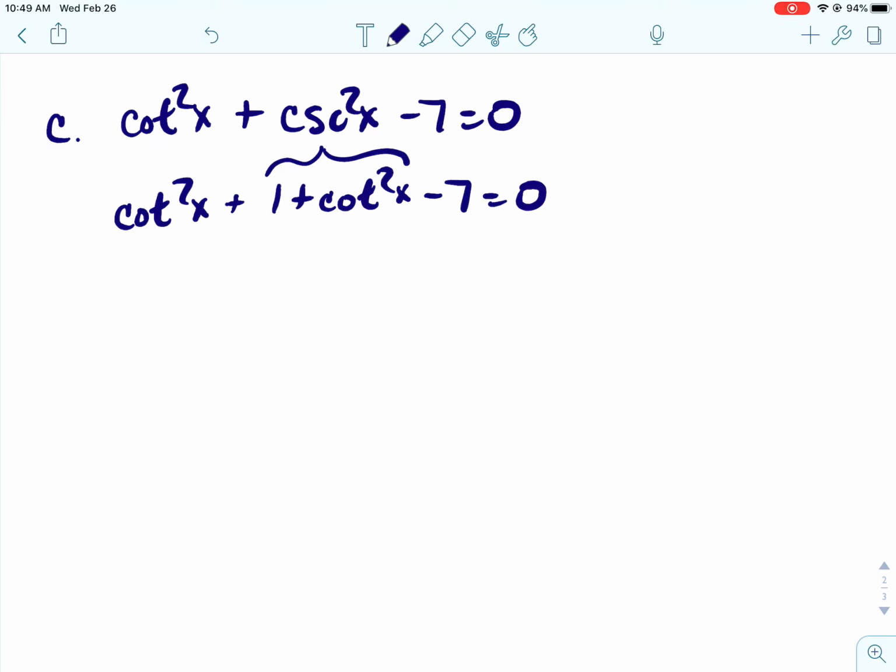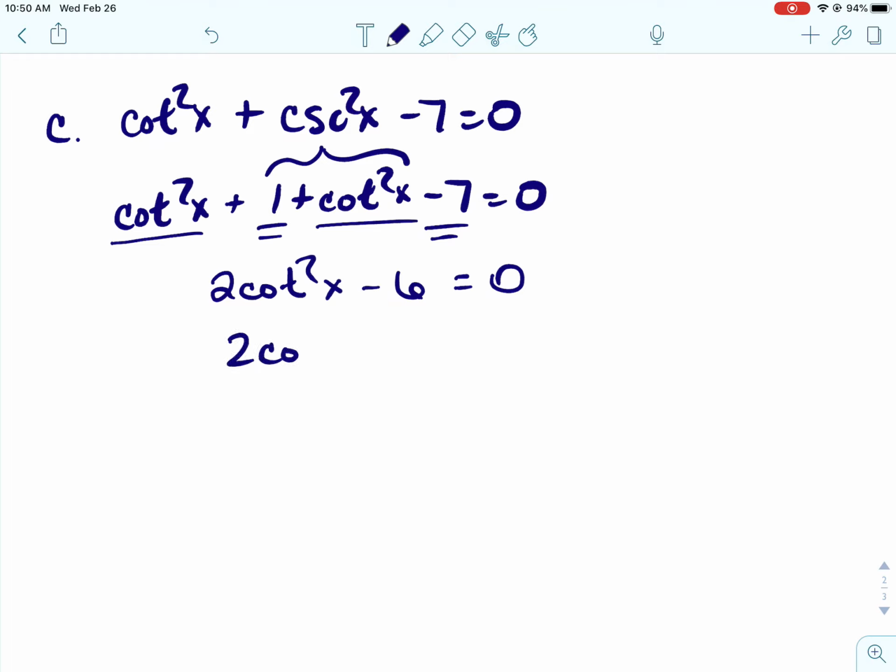From there, I'm going to just combine my like terms. So I would combine my cotangent squares by adding them together and combine 1 minus 7. All right. At this point, this is kind of like where we started yesterday, where we would just solve this down to cotangent of x by using algebra.